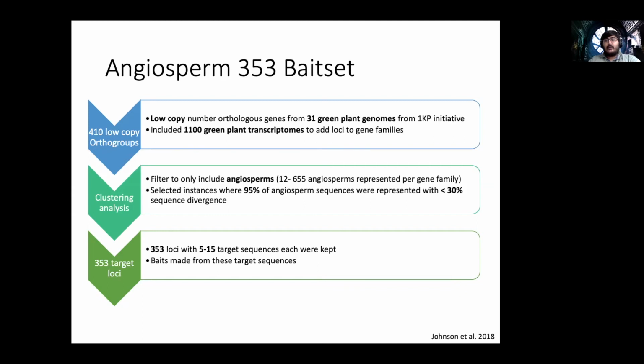Johnson et al. used 410 low-copy orthogroups from 31 green plant genomes from the 1KP initiative. To add loci to these gene families, they additionally included 1,100 green plant transcriptomes. They did a clustering analysis to filter to only include angiosperm sequences and selected instances where 95% of angiosperm sequences were represented with less than 30% sequence divergence. Finally, they ended up with 353 loci with 5 to 15 target sequences for each.